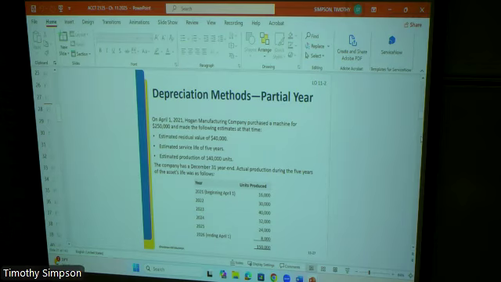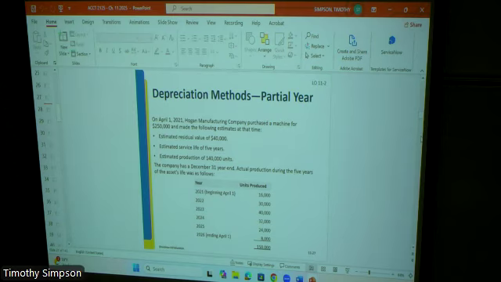So in this case, we have an example. April 1st, 2021, Hogan Manufacturing purchased a machine for $250,000 and made the following estimates: residual value of $40,000, estimated life of 5 years, estimated production of 140,000 units, and the company has a December 31st year end. Not all these facts are going to be necessary, but some of them are.